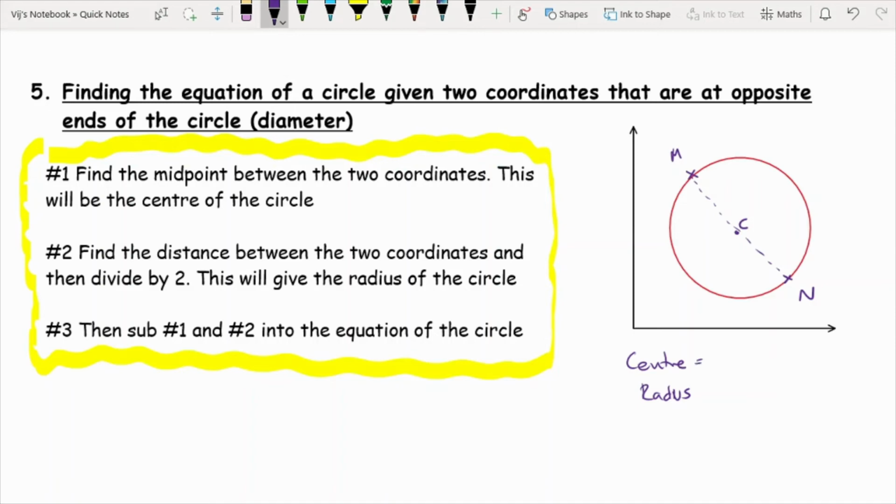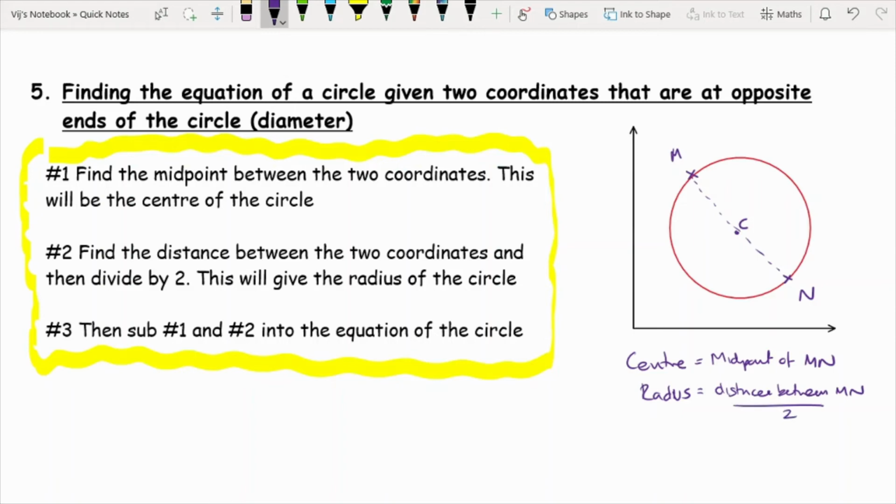Now the centre is going to be the midpoint between M and N, and the radius is going to be the distance between M and N divided by 2, because that will give me the diameter, and dividing it by 2 will give me the radius.